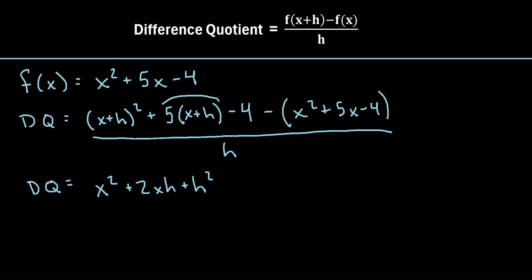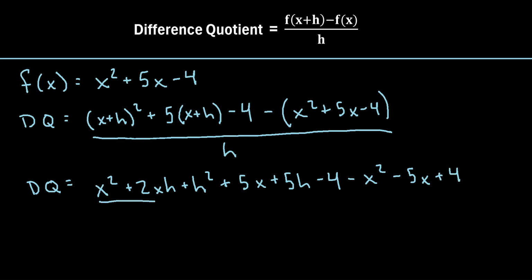Okay, so let's go ahead and move on to this term now. So to simplify this, we can just distribute the 5 into the parentheses. So we'll get plus 5 times x, so plus 5x, plus 5 times h, so plus 5h. And then we have a minus 4. And then we're subtracting this entire parenthesis. So we get minus x squared minus 5x. And when we subtract a negative 4, that's the same as adding 4. And in the denominator, we still just have h.